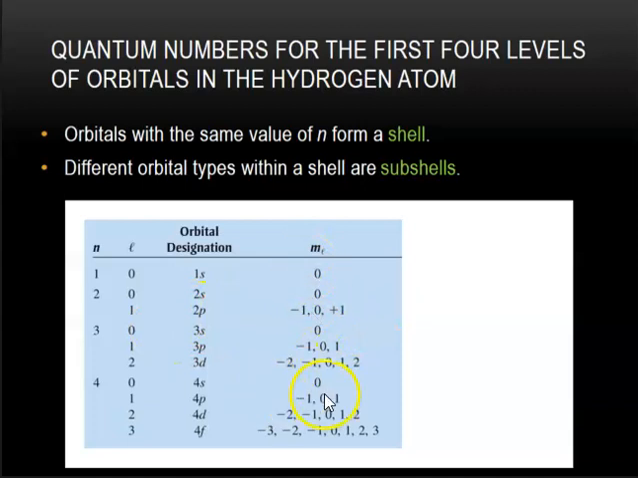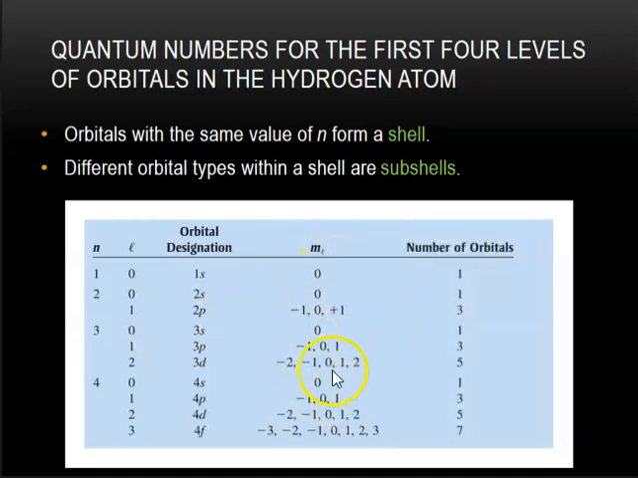Each one of these things is an orbital. This is an s orbital, this is a p orbital, this is a different p orbital, this is the other p orbital. Remember, all these things with the same value of n form a shell. All together, this is a shell. But each of these groups with the same orbital type is a subshell: the 3s would be a subshell, a 3p subshell, a 3d subshell. These are all the orbitals.